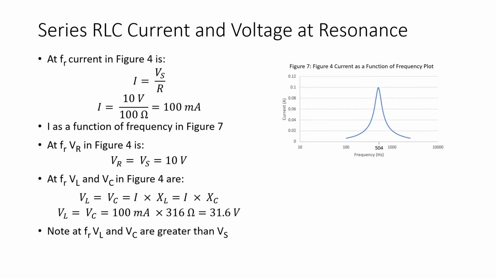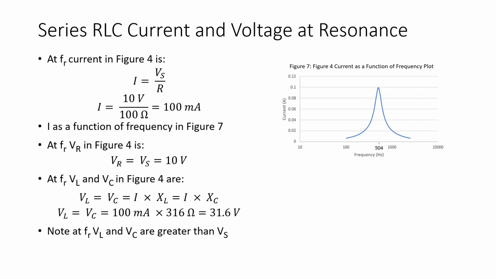Now we look at the voltages and the current in a series RLC circuit. Of course, at resonance, the current in the circuit of figure 4 is V source divided by R: 10 volts divided by 100 ohms equals 100 milliamps. And again, these are RMS quantities for voltage and current.